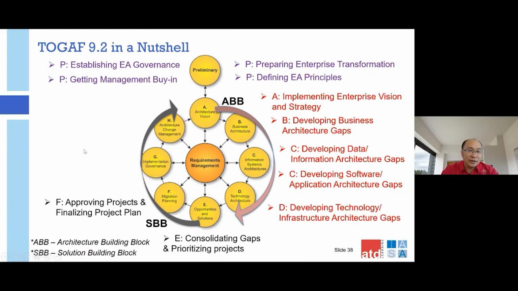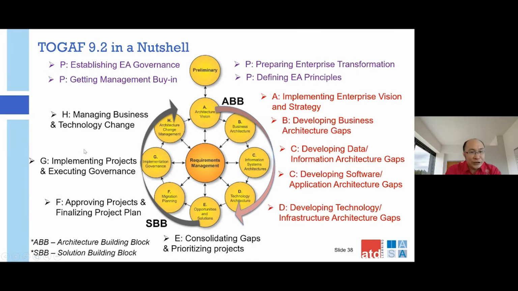In phase F, we create the Gantt chart. Then after that, phase G is where we execute the project. Phase G is the project, 8 to 9 months. So the architect needs to make sure that all the implementation is according to the architecture. Then we have phase H, which is managing business and technology changes.